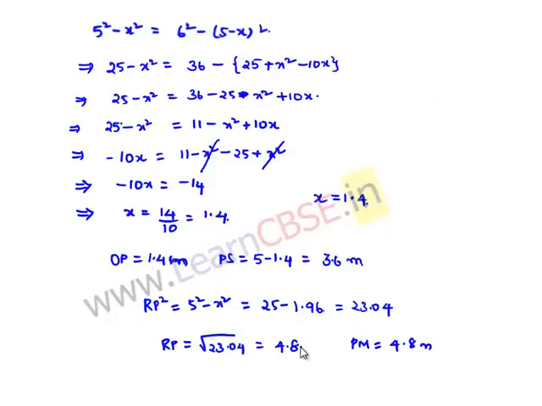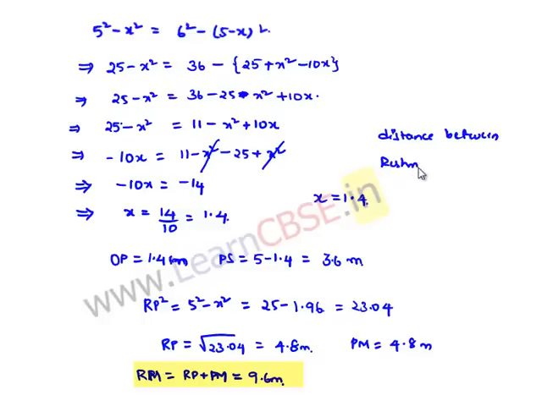Now we need the distance between Mandeep and Reshma, which is equal to RP plus PM, that is 4.8 plus 4.8, which is 9.6 meters. Therefore the distance between Reshma and Mandeep is 9.6 meters.